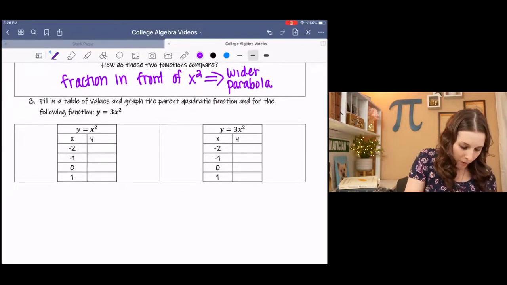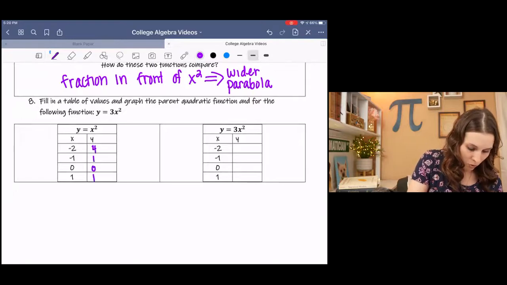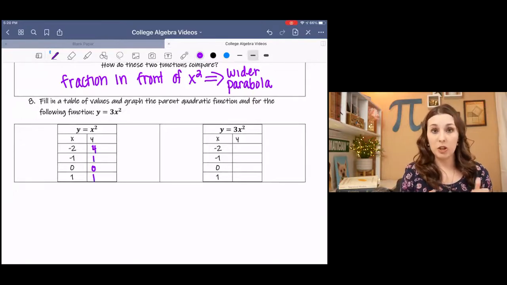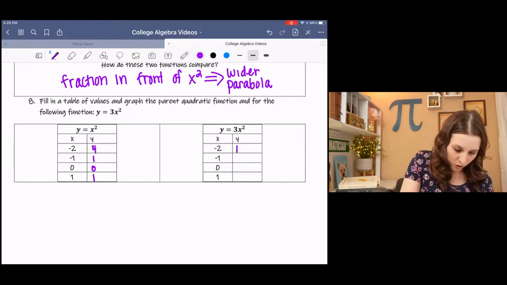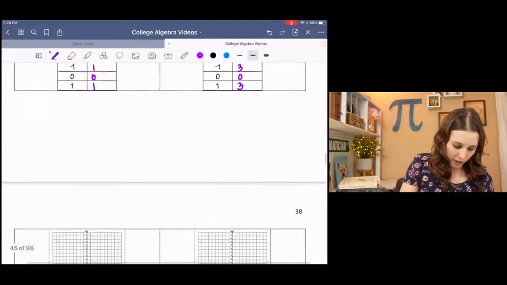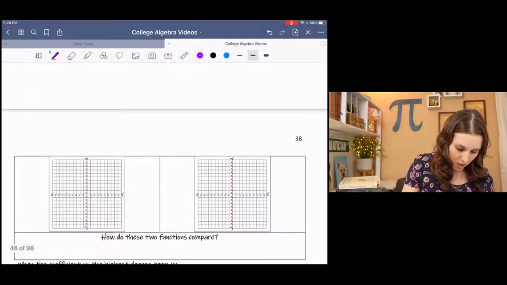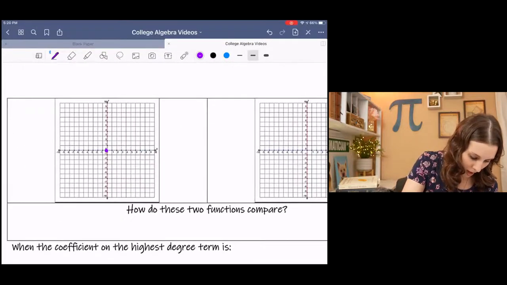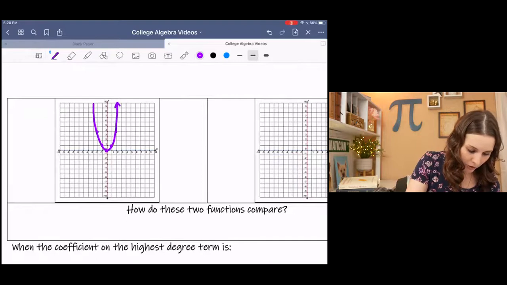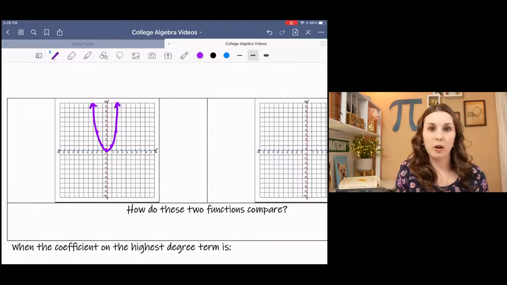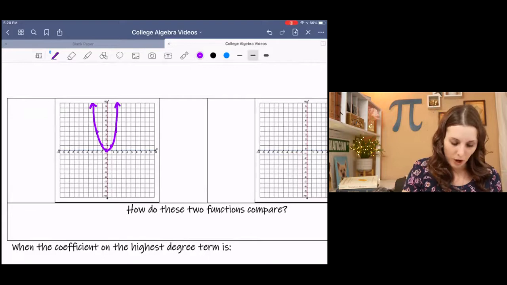We know the parent function, we've got 4, 1, 0, 1, and then now we're going to be multiplying each value by 3. So it's a 12, 3, 0, 3. And then the graph is on the next page. We know what this one looks like. (1, 1), (2, 4), (-1, 1), (-2, 4). I had to use a bigger coordinate plane to accommodate, and even 12 still isn't on the graph, but that's okay.